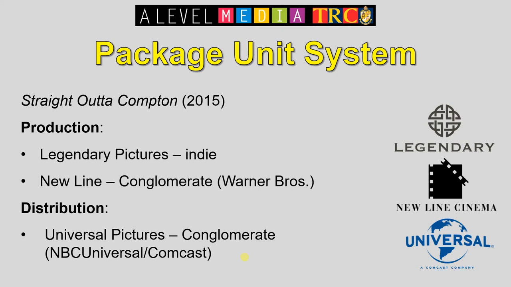So Legendary Pictures, the production company, is independent, but the distribution company, which is the one that's particularly important to us because we're looking at the marketing and promotion, is Universal. Universal are a conglomerate company. Universal are a subsidiary of NBC Universal. They, in turn, are a subsidiary of Comcast, which were probably the largest media conglomerate in the world. Now that Disney have bought out Warner, that might be different now. But at the time, they were the biggest conglomerate in the world.